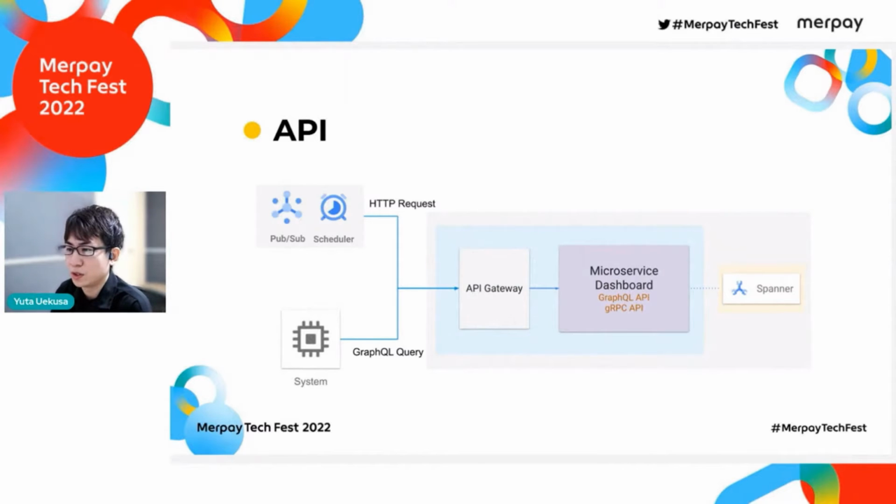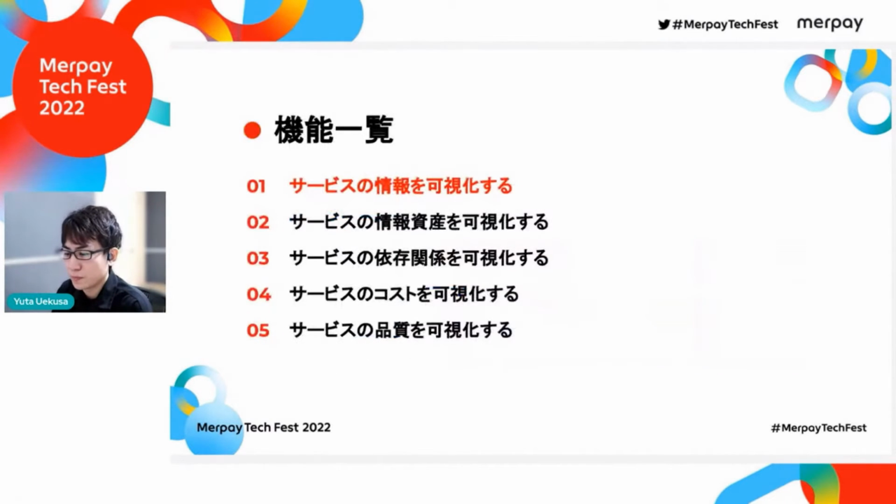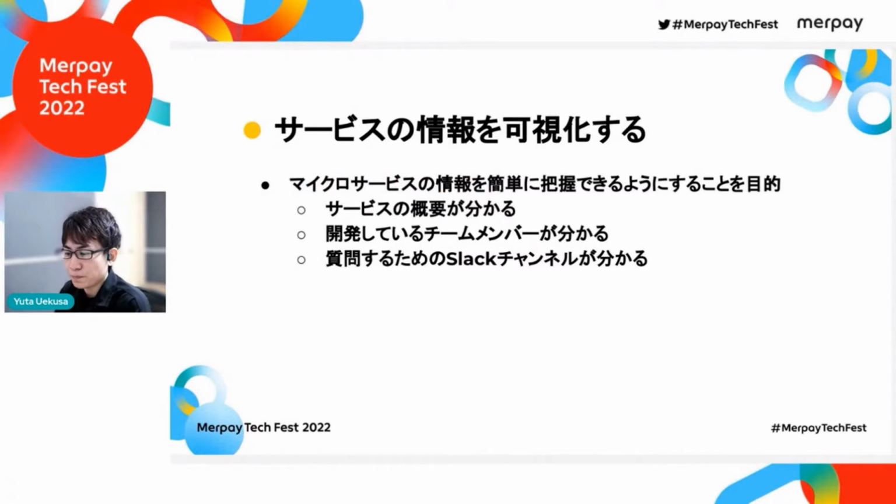I will then discuss the functions and mechanisms of the microservice dashboard, focusing on these 5 features it has. To begin with, I will introduce the function of visualizing the features in the service. This is intended to make tracking microservice information easy.